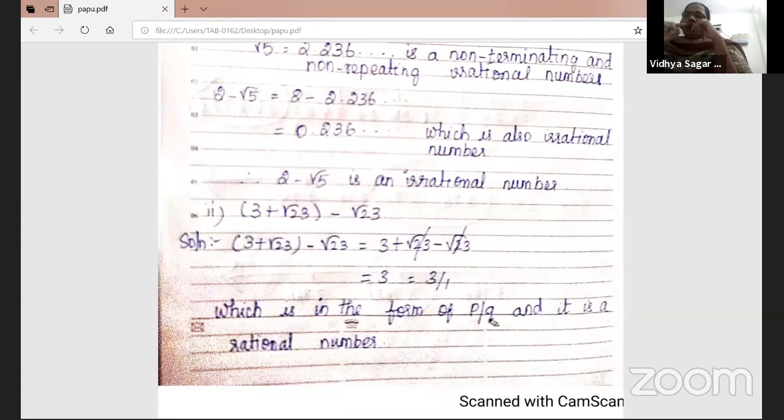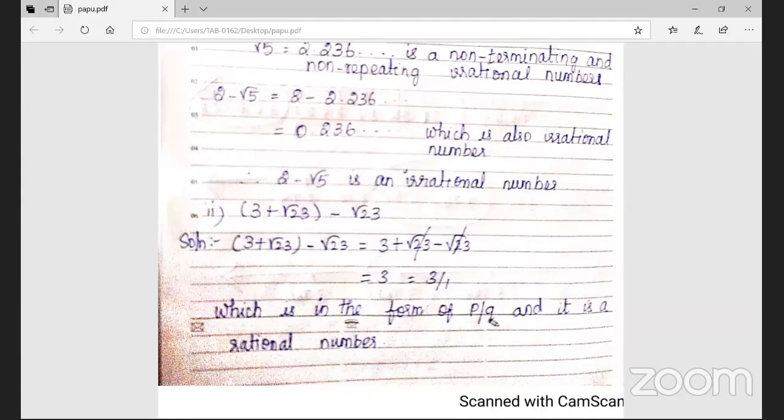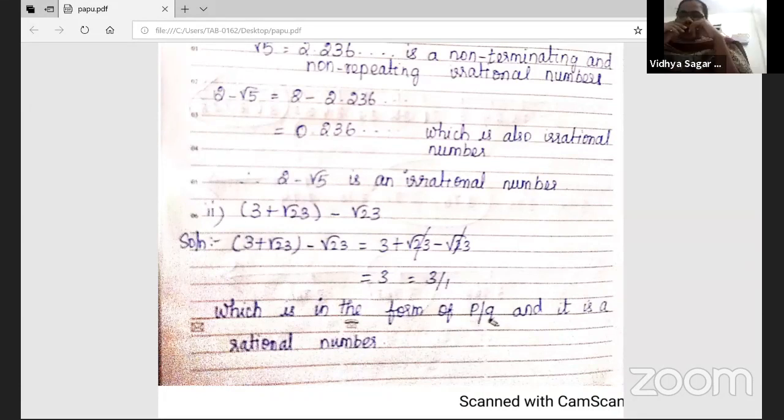3 plus root 23 minus root 23. Here you can easily identify: plus root 23 and minus root 23 will get cancelled. The value will be 3. In a rational number, if the numerator is 3, the denominator value will be 1. So it is in the form of p by q, so it is a rational number.